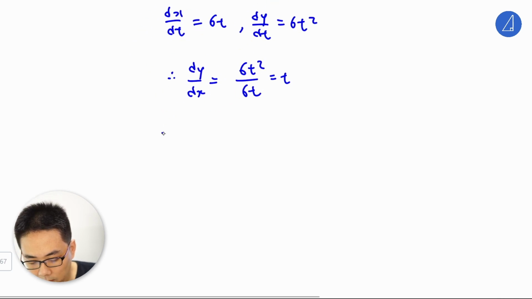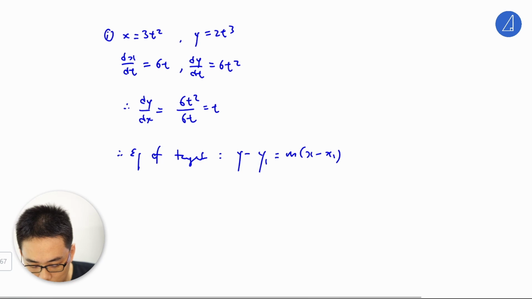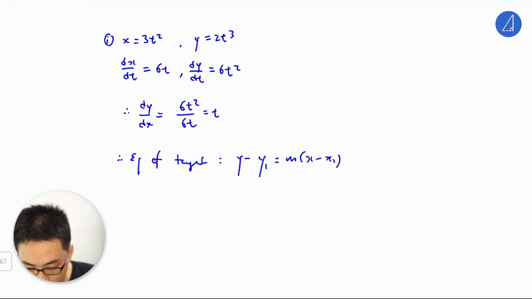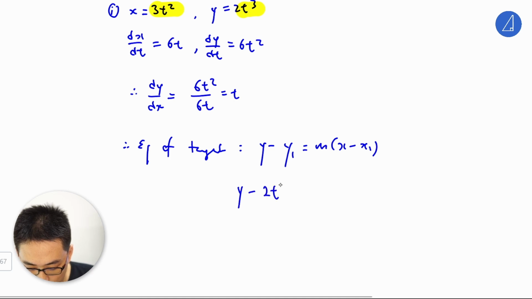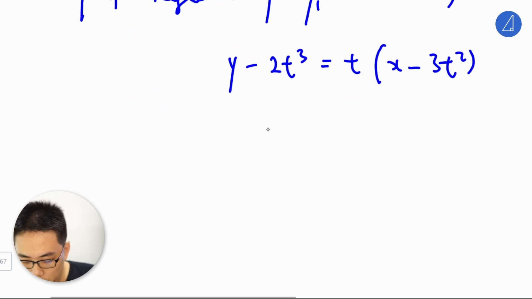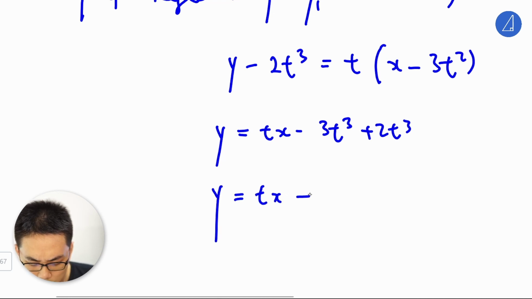So hence the equation of tangent is y minus y1 equals m, x minus x1. You just use these points here. So I think this one is quite okay. Shouldn't be an issue. In this case, it will be y minus 2t cubed equals t, x minus 3t squared. Okay, so that will be y equals tx minus 3t cubed plus 2t cubed. So this will be y equals tx minus t cubed.